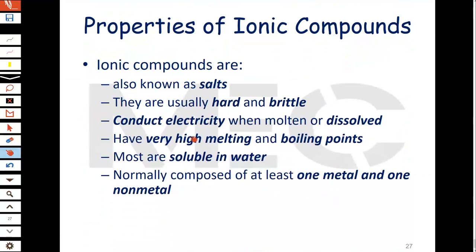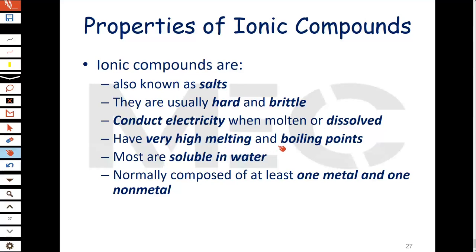Ionic compounds are also known as salts. A very typical example is NaCl, which is table salt, edible salt. They are usually hard and brittle. They conduct electricity when molten or dissolved. When molten or dissolved, the ions will separate from each other, so the presence of ions in a solution causes the solution to conduct electricity.